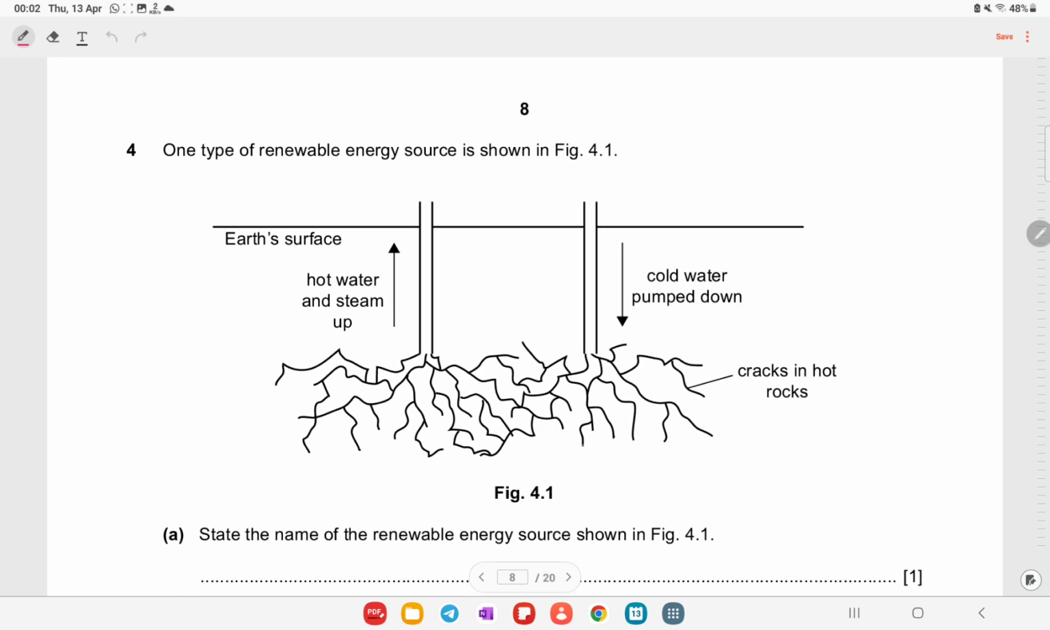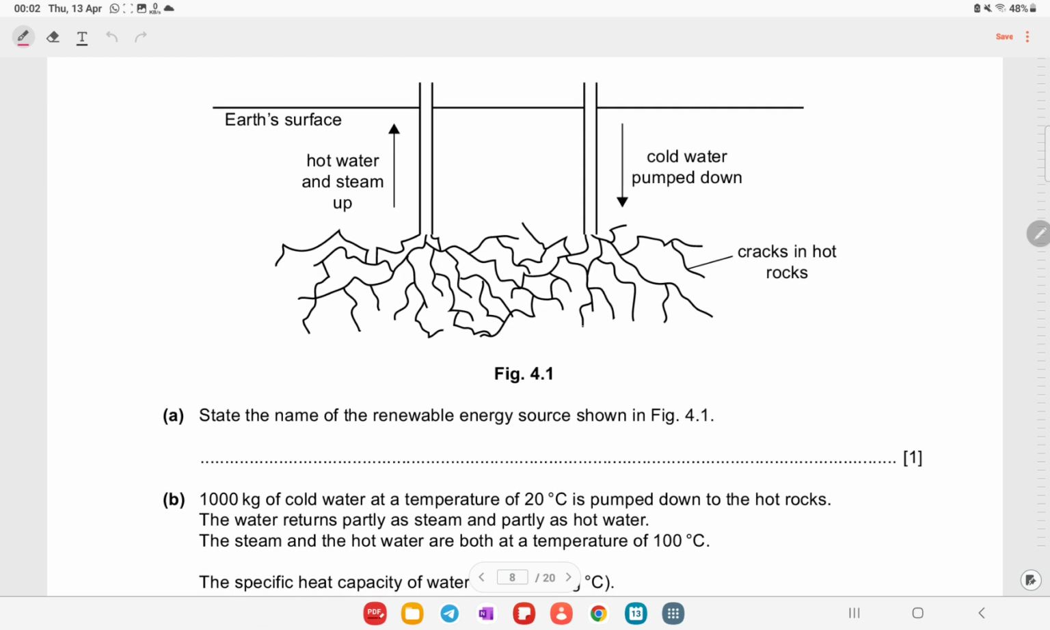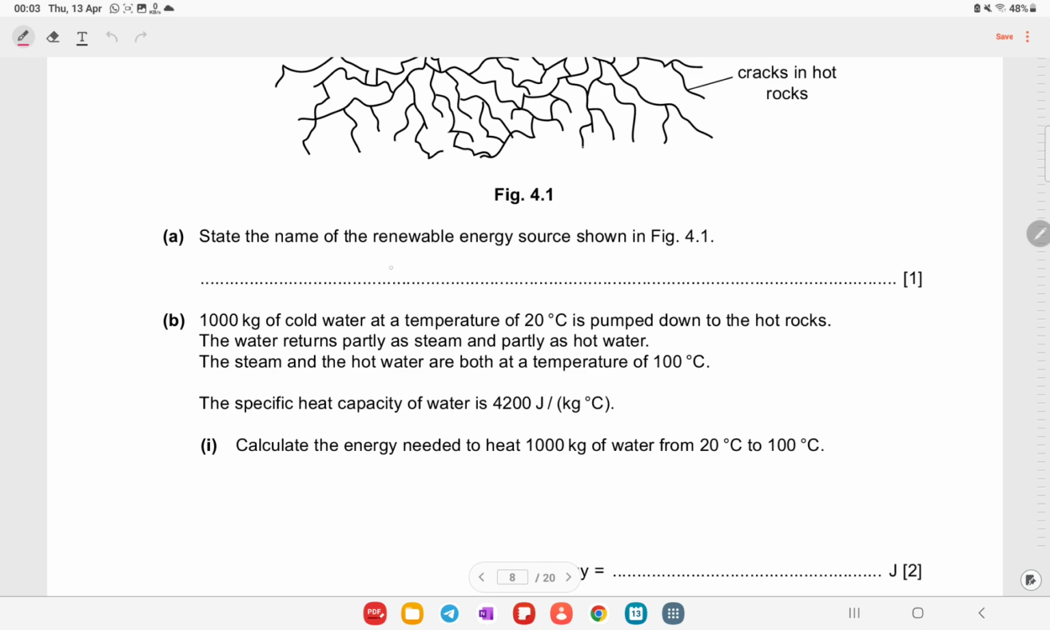Moving to the next question. One type of renewable energy source is shown in figure 4.1. Cold water is going to be pumped down into the Earth's surface and hot water and steam is going to come up. State the name of the renewable energy source shown in figure 4.1, and that is geothermal energy.